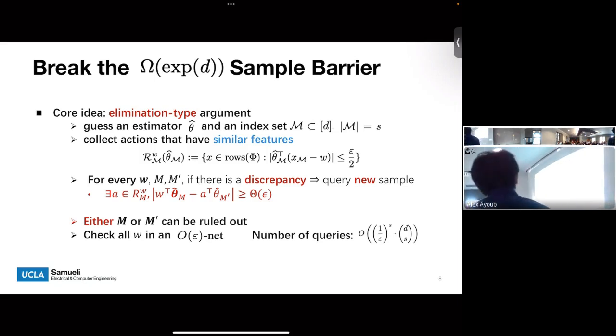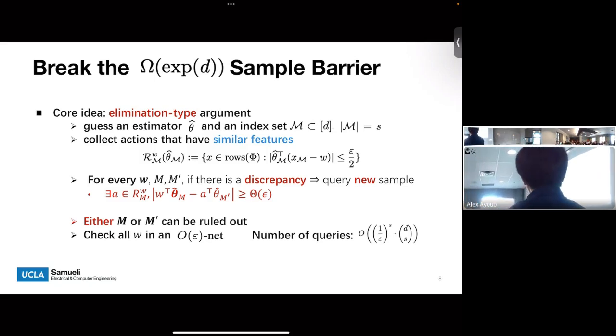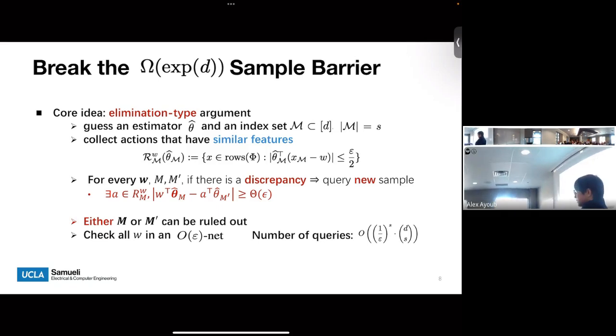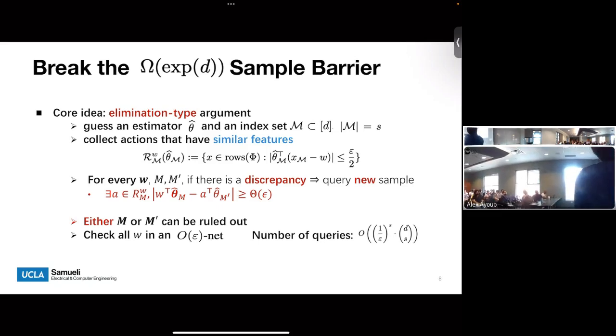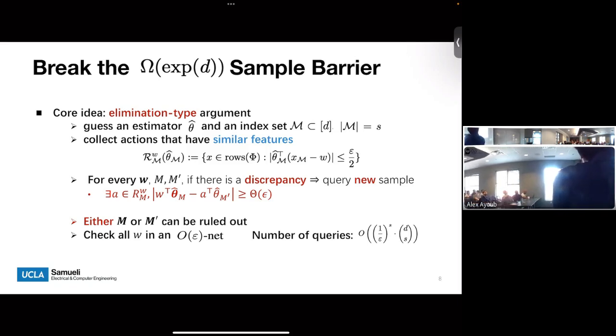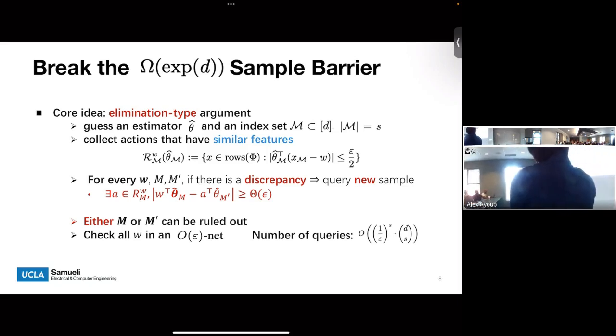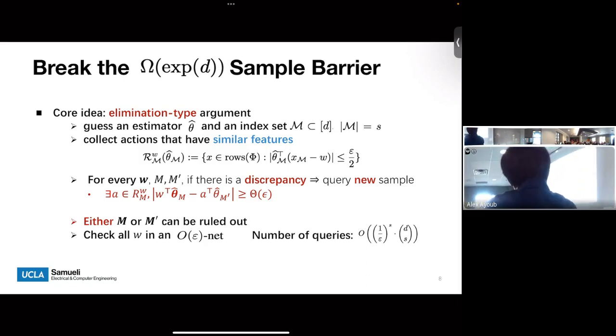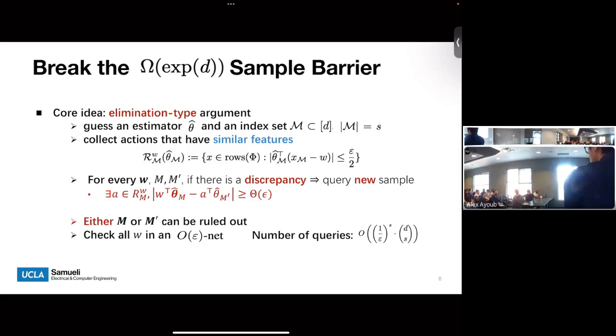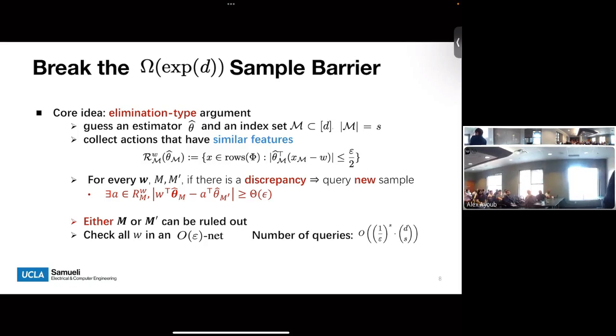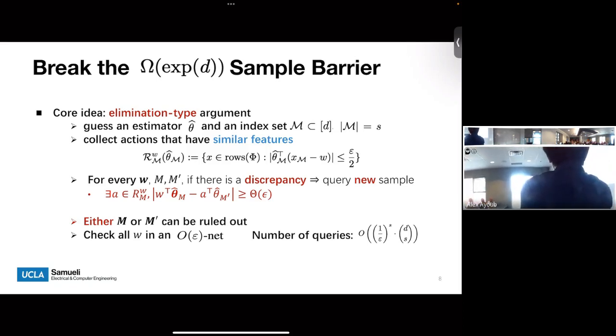I was just wondering, you have this action A which you use for detecting a discrepancy. If you find a discrepancy, then you use A to rule out one of them. I don't know whether A really needs to be in this special set R, W, M, or whether it could be just any action. Why restrict this to that? If you really care just about finding a discrepancy between these two sets, you can use any action. An arbitrary action? Why using this set?